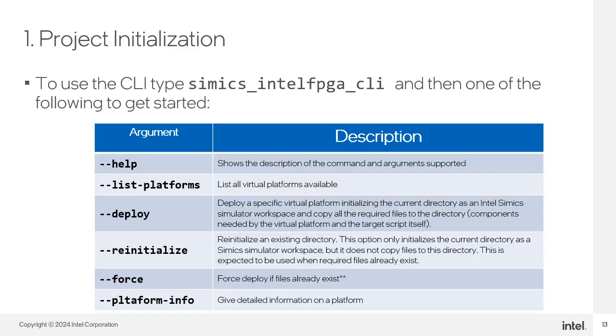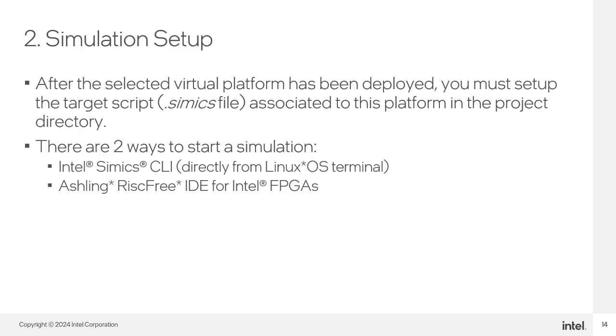After the virtual platform is built as described in the previous slide, then you can start to use the command line interface. To get started, you can use any of the arguments provided in the table or in the user guide. There are two ways to start the simulation. You can do it directly with the Intel Simics CLI or through Ashling RISC-free IDE for Intel FPGAs.